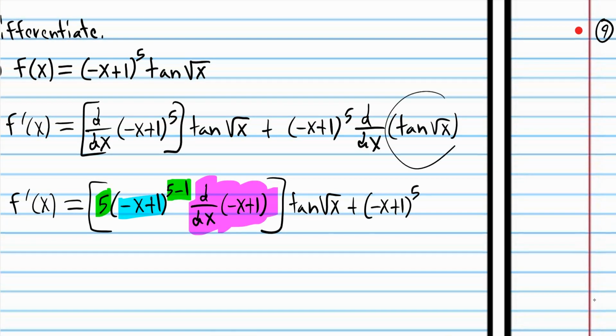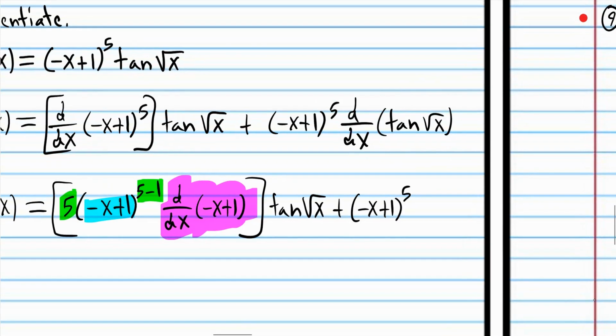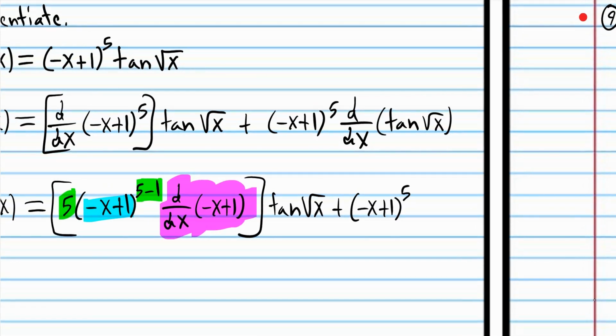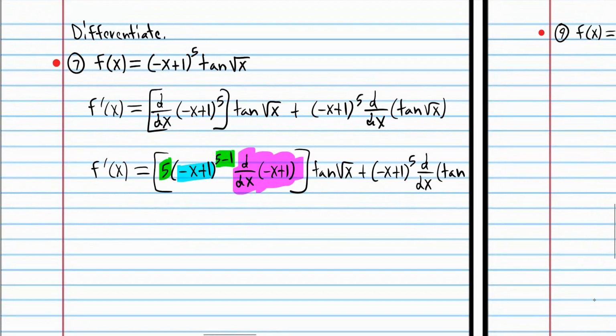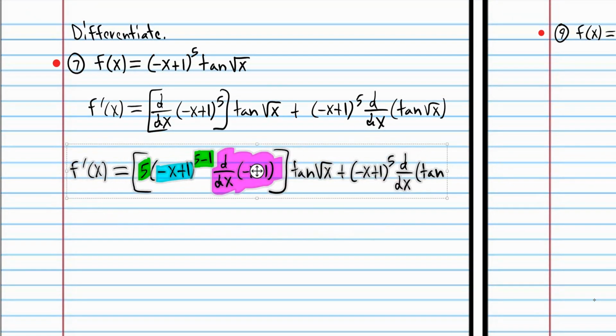Now, I can't find the derivative of that. I just can't do it. Because we have a root x. How do we find the derivative of root x? We don't know how to do that. So what we do is we change root x to x to the 1/2 power.